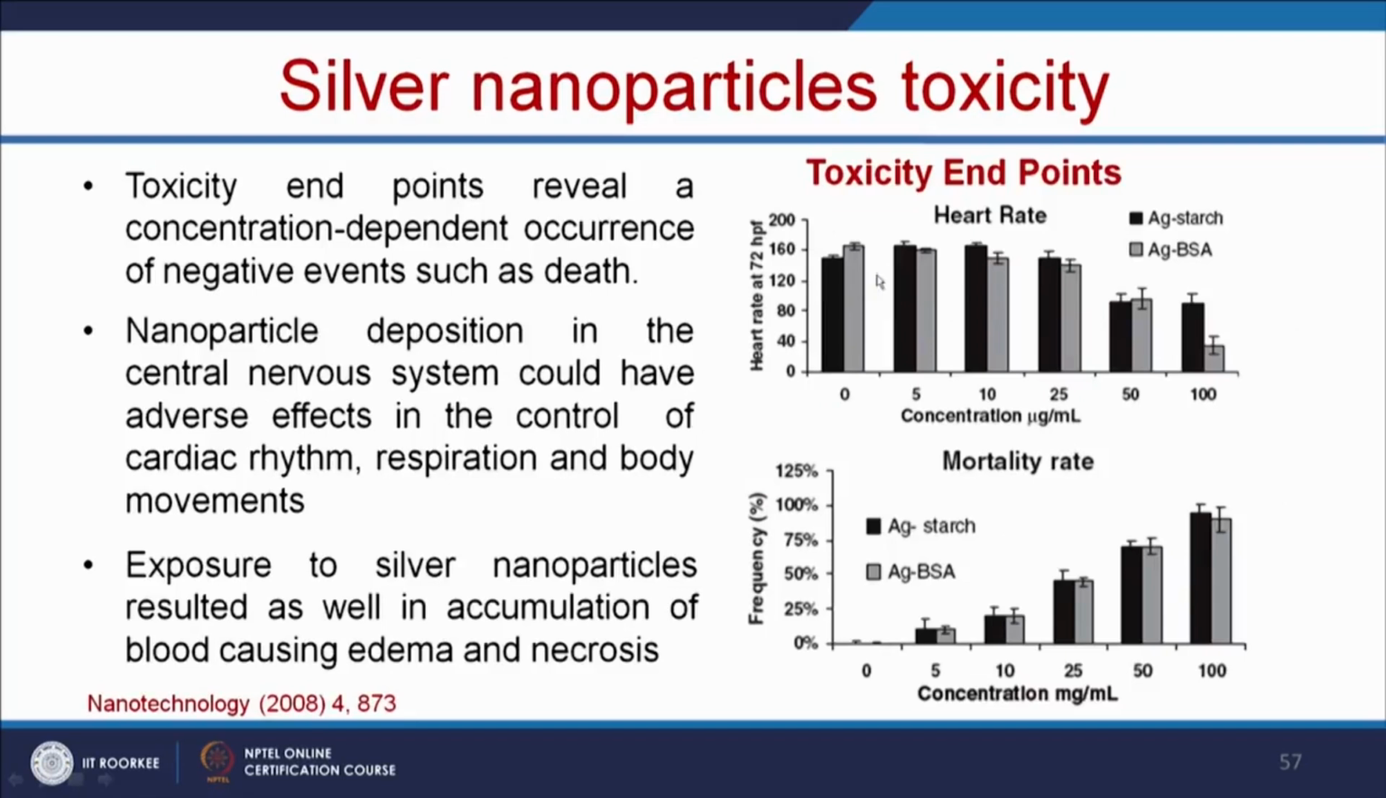Zebrafish embryos with different concentrations of cellular nanoparticles. So you can see here this heart rate is going down, and again this mortality rate is increasing, okay. So this nanoparticle deposition in the central nervous system could have adverse effects in the control of cardiac rhythm, respiration and body movements. So you can see here this heart rate is going down with respect to concentration, and again this exposure to cellular nanoparticles resulted in the accumulation of blood causing edema and necrosis. So that is why this mortality rate is increasing.